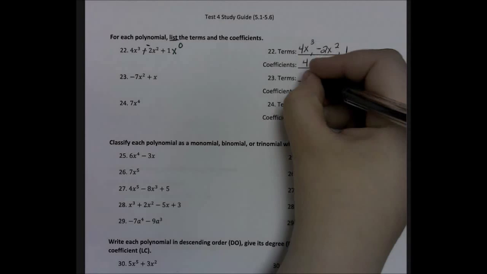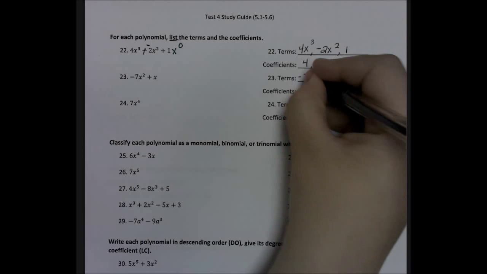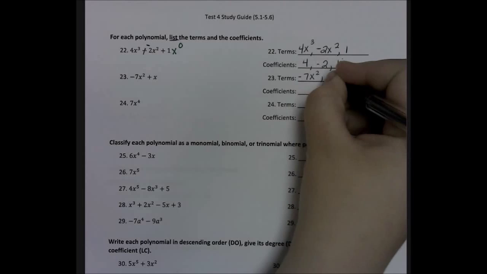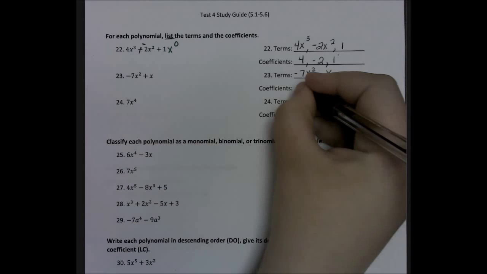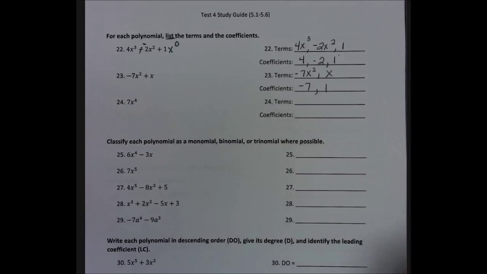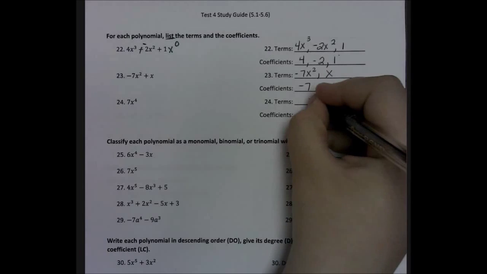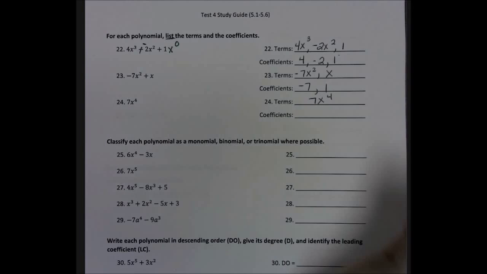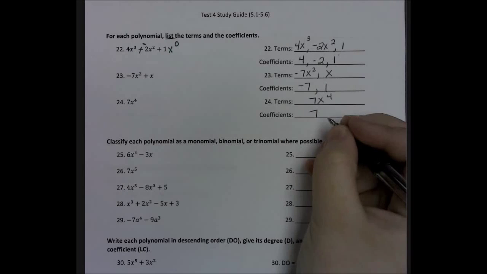Number 23, my terms are negative 7x squared and x. And my coefficients are negative 7 and 1. Remember, there's that imaginary 1 in front of the x. And then on number 24, I have 7x to the 4th, and my coefficient is 7.